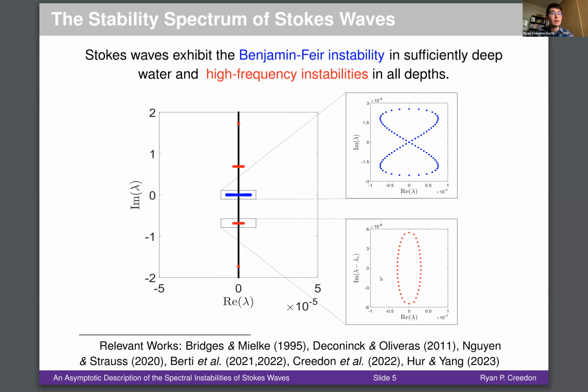And doing this has a number of pleasant consequences. One of the pleasant side effects is that we will be able to obtain asymptotic expressions for the most unstable eigenvalues on each one of these instability curves. So that will give us insight into what the largest growth rates are for the Benjamin-Feir instability, as well as these high frequency instabilities away from the origin.